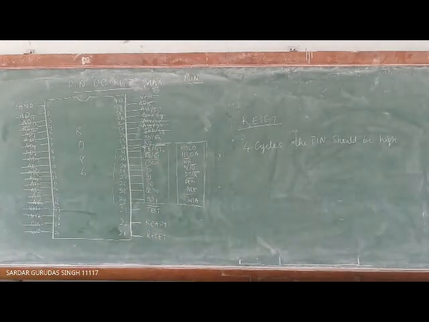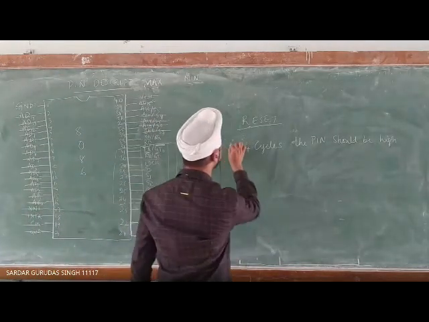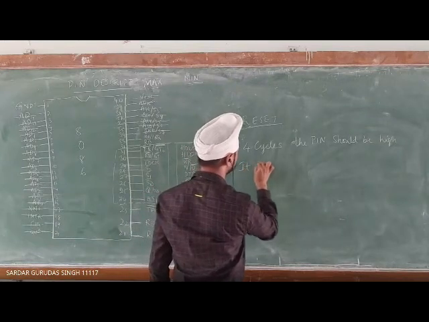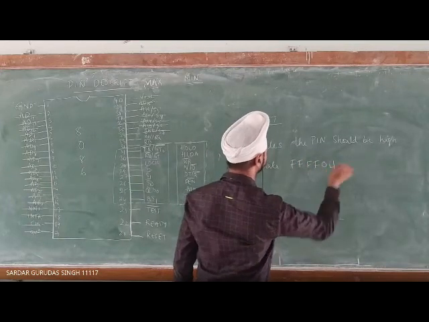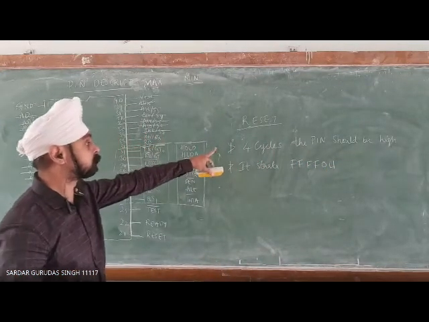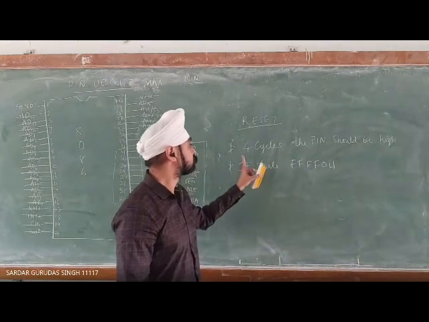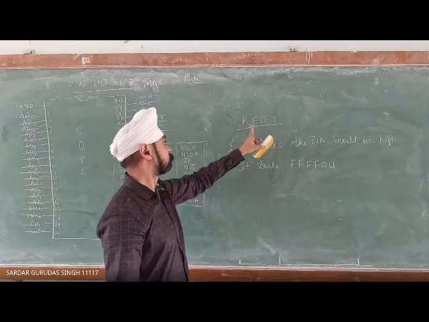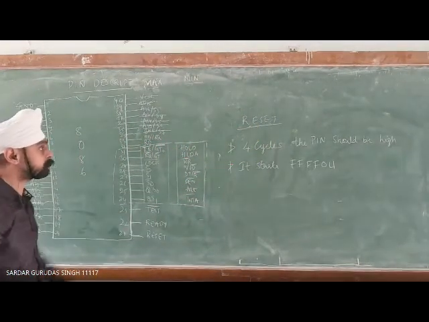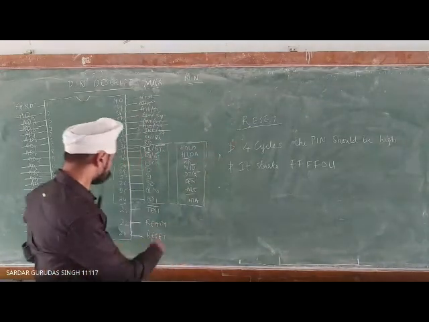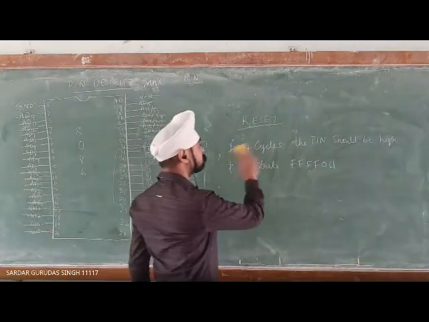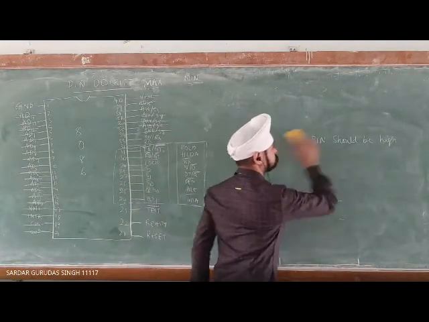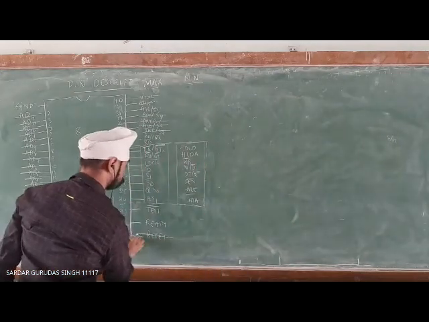Once your processor resets, it starts from the address F, F, F, F, F. From this address, your processor will restart after getting reset. If you want to reset your processor, hold this pin for up to 4 clock cycles. This is the minimum duration. Reset.